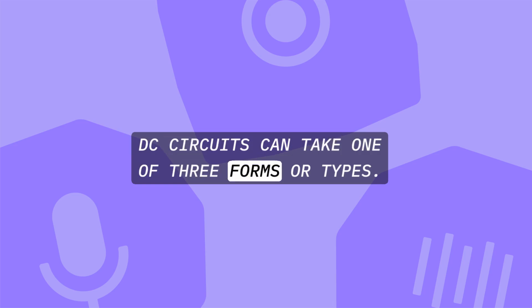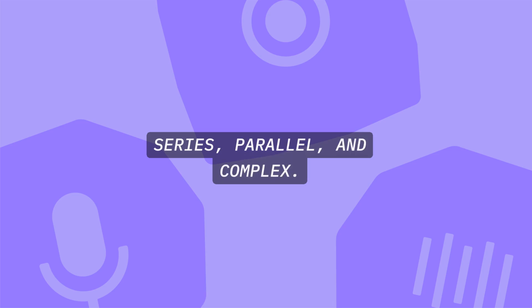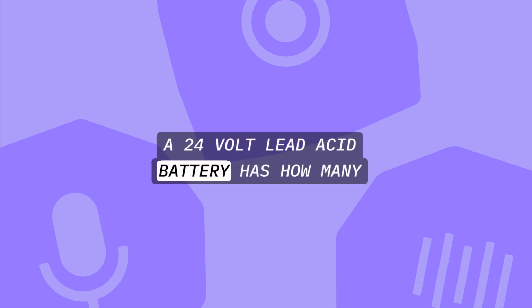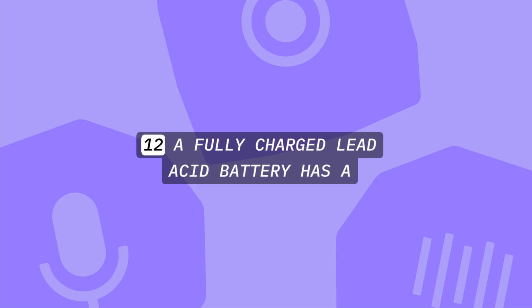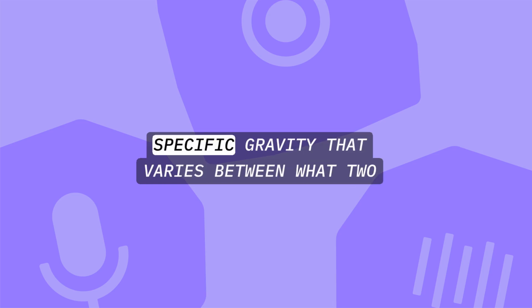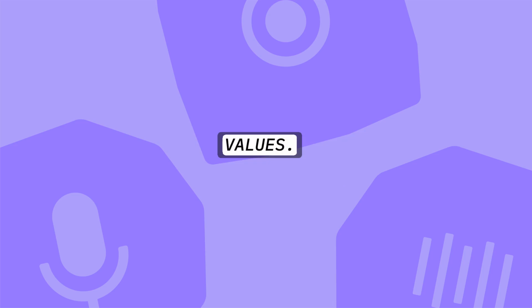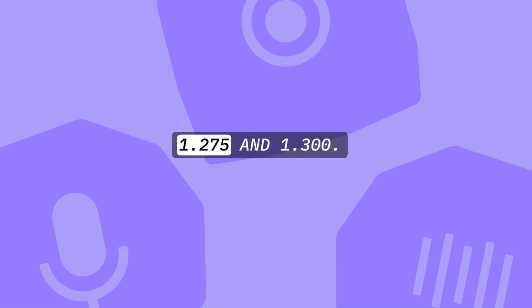DC circuits can take one of three forms or types. What are they? Series, parallel, and complex. A 24-volt lead-acid battery has how many cells? 12. A fully charged lead-acid battery has a specific gravity that varies between what two values? 1.275 and 1.3.